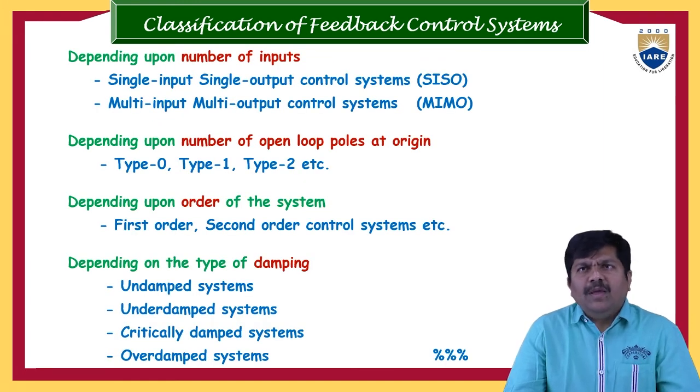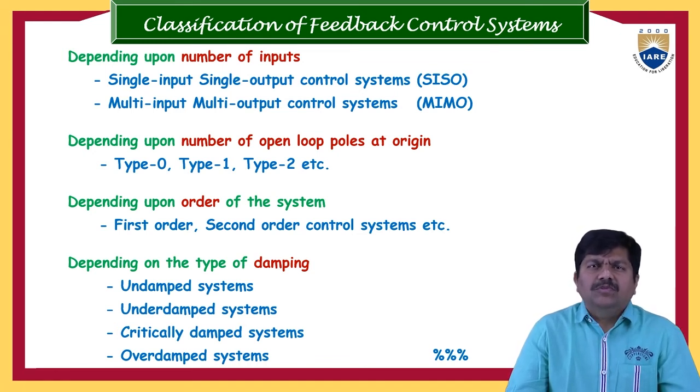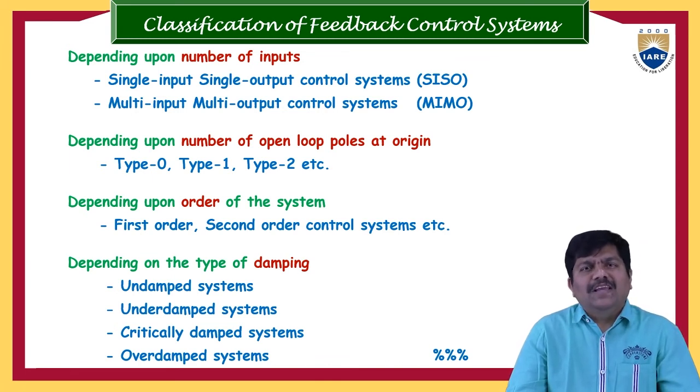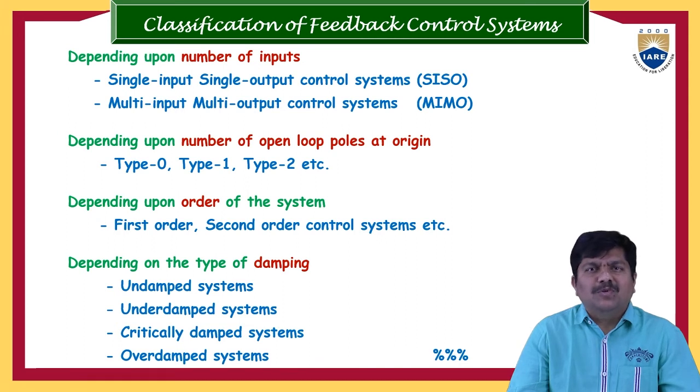And depending on the number of inputs. If there is more than one input, then those are multi-input, multi-output systems, MIMO systems. Or if the input is one and the output is also one, that is single input, single output, SISO. Sometimes single input, multiple outputs, and sometimes multiple inputs, single output is also possible. So in addition to SISO and MIMO, we can divide the systems based on inputs and outputs.